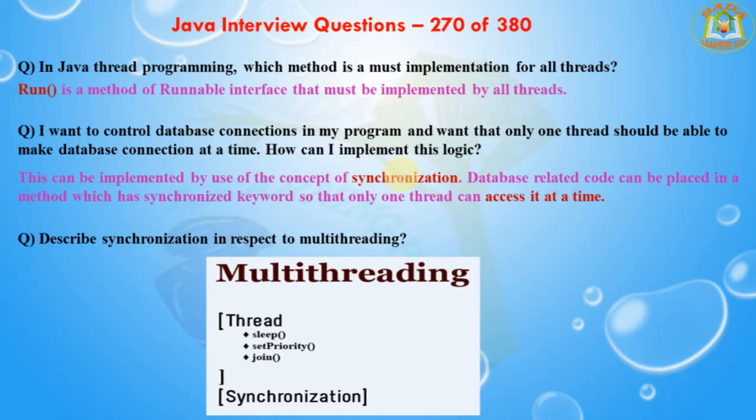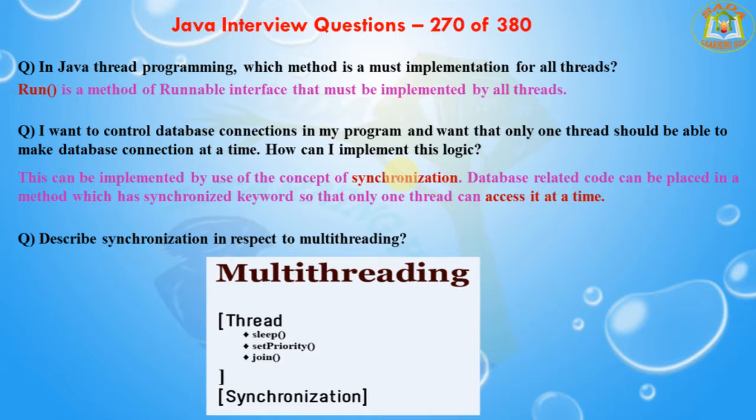The next question is, in Java thread programming, which method must be implemented by all threads? The run method of the Runnable interface must be implemented by all threads.